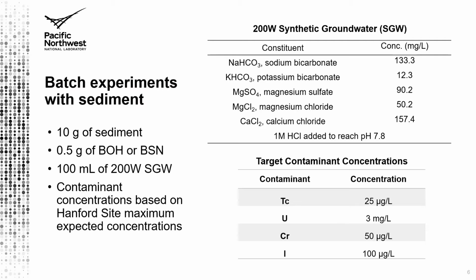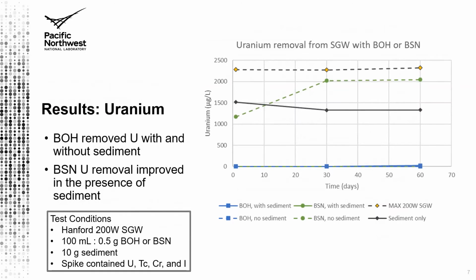For technetium and iodine, those values were increased by an order of magnitude because the detection limit of our analytical instruments would make it difficult to detect any changes if we used the lower concentrations. The batch experiments were left on a shaker except during sampling events, which occurred at 24 hours, 30 days, and 60 days.